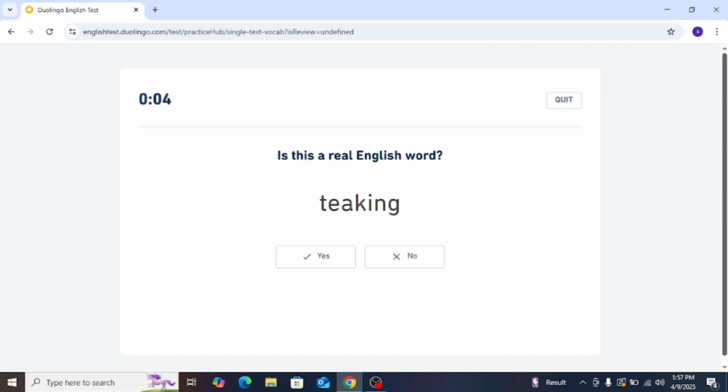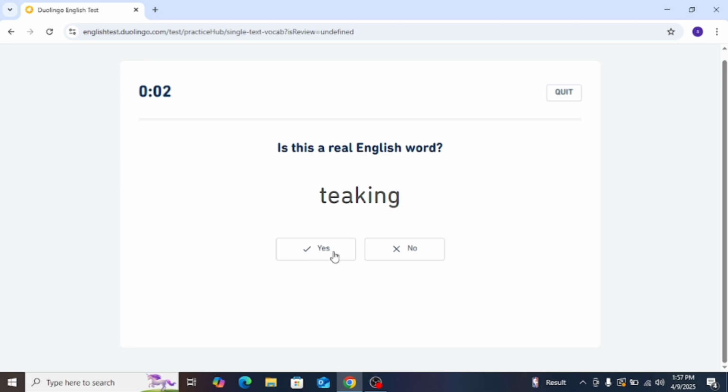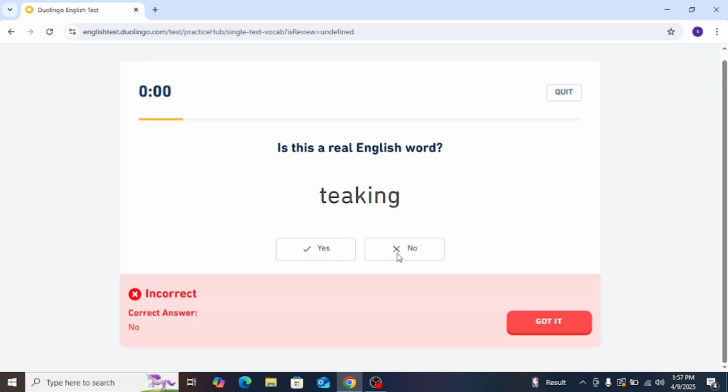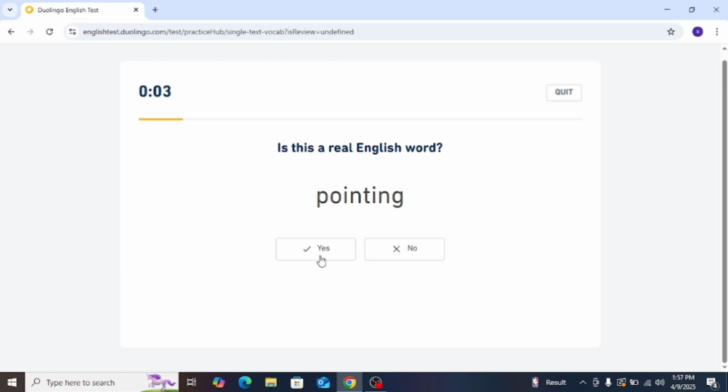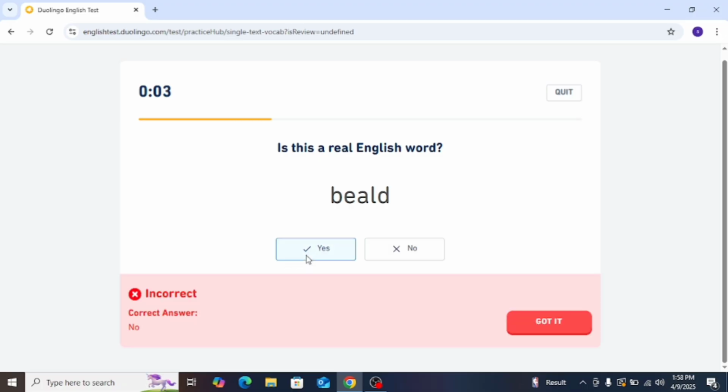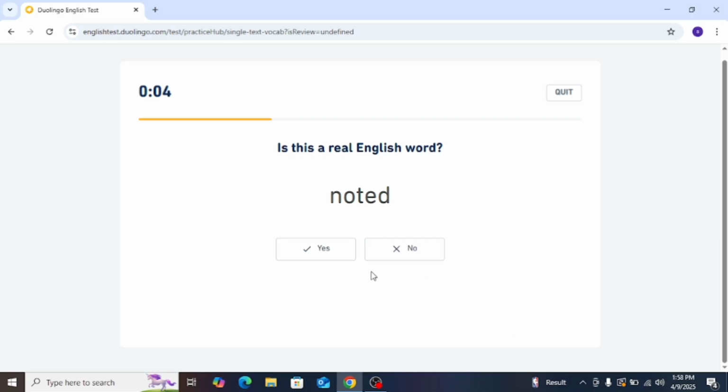Seven, it's a seventh. Ticking, no. Ticking is not really pointing, yes. Next one is build, yes. Wait, no. Build is not build, the spelling is incorrect. That is why this is not a real English word. Yes, of course.